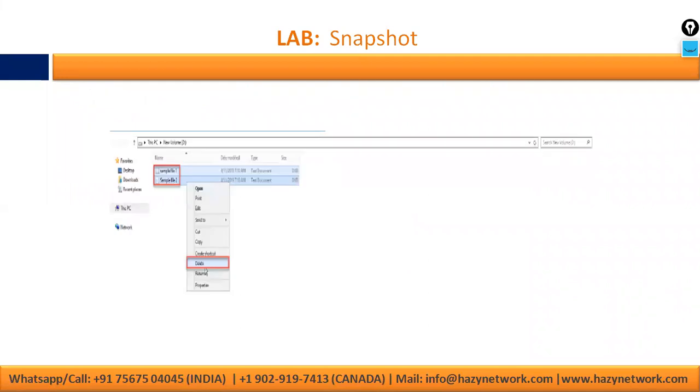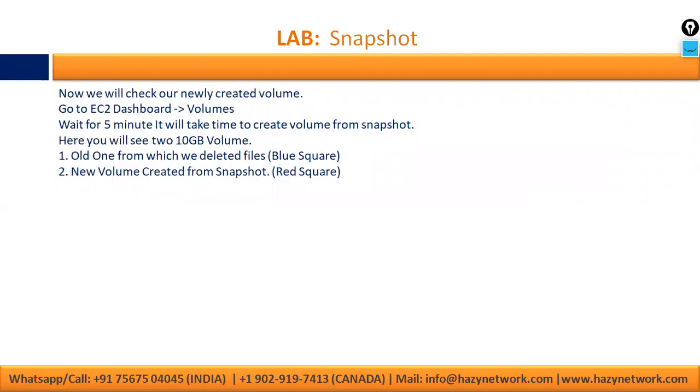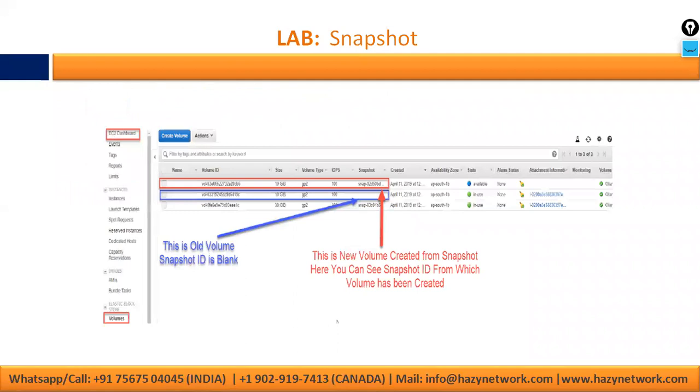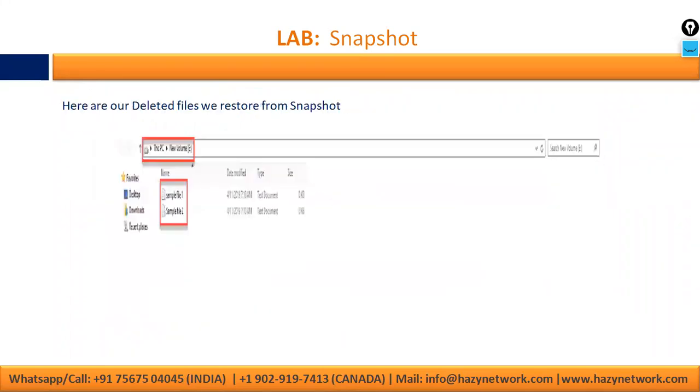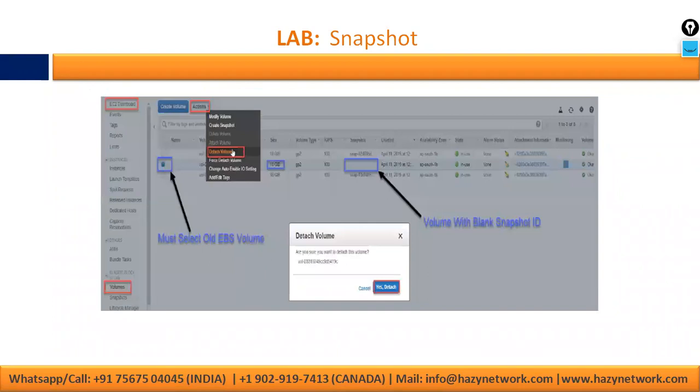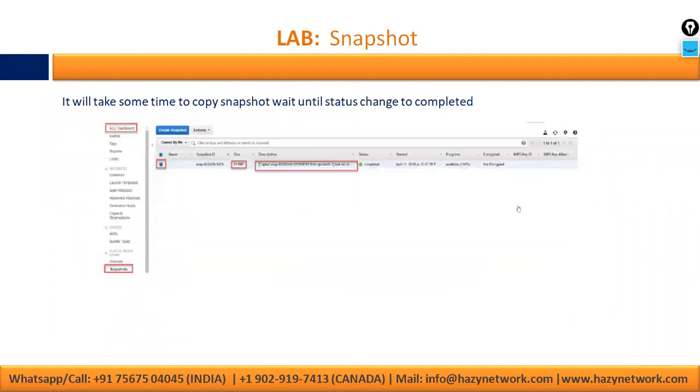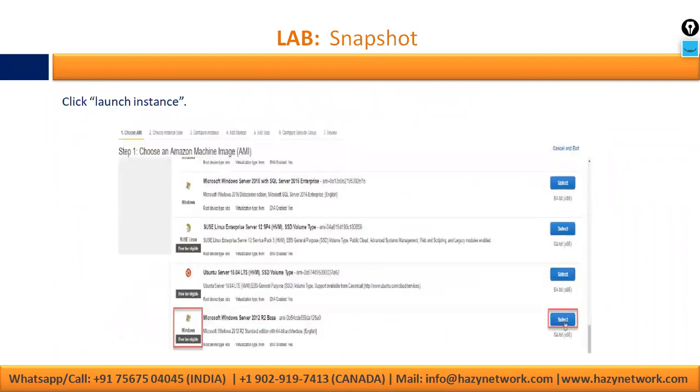Then you will delete the files. After deleting the files, you will create a volume from the snapshot, with the old volume ID and new volume ID. Then you will attach the volume to your EC2 instance, and again you will get the 2 files over here. Then you can delete the volume. So this is a very long lab.